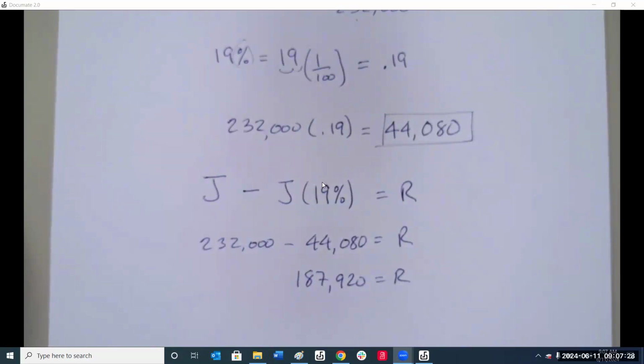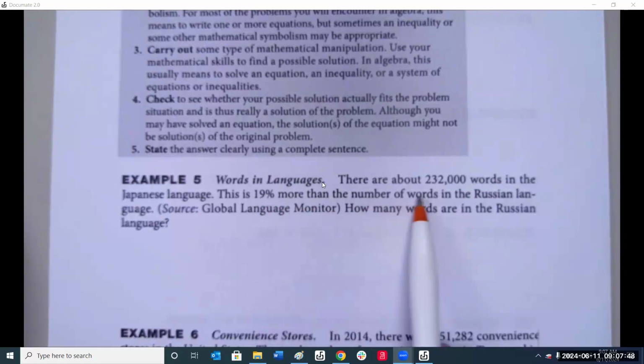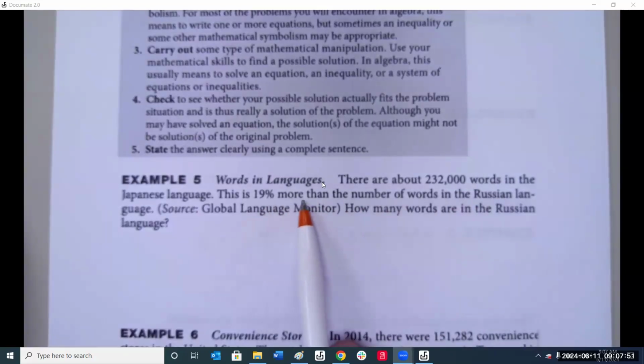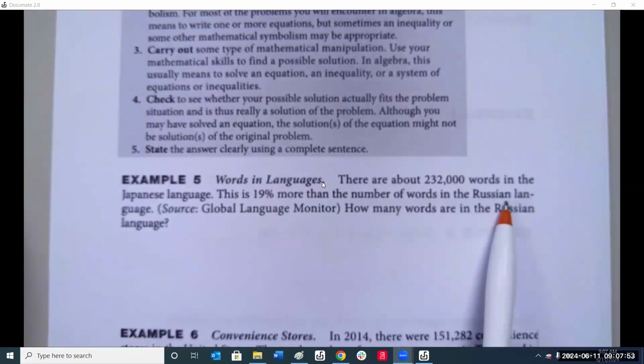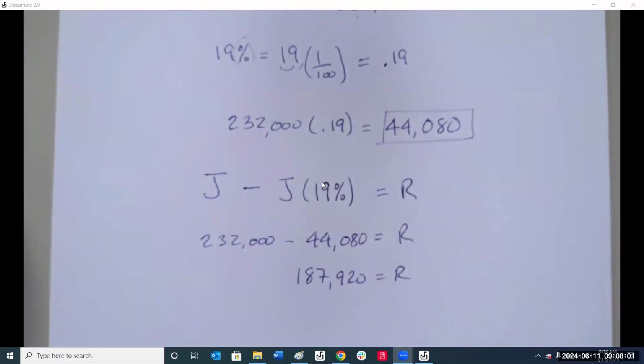Well, that's what the question is asking for. How many more words are in the Russian language than there are in the... Oh, hold it. No, I misread. There are that many words in the Japanese language. That's 19% more than the words in the Russian language. How many words? Yeah, how many words? I thought you said more. So no, it doesn't say more. So that's this many.